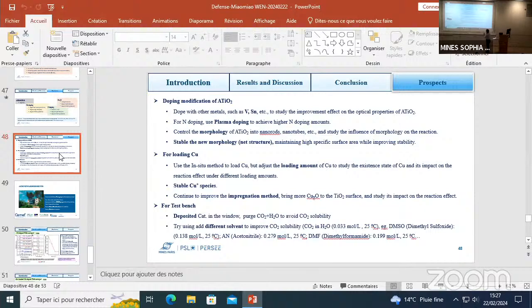And for copper, I want to load some noble, more expensive metals like platinum and gold, to see how they compare with copper. And for the test bench, I really want to try to deposit the copper catalyst in the window. In that way, the interaction with catalysis with our base reaction may be improved.